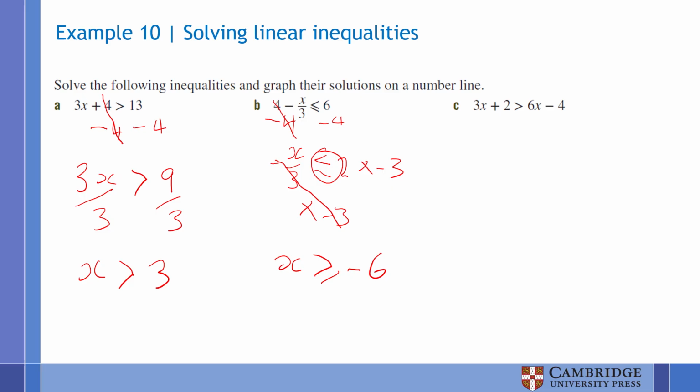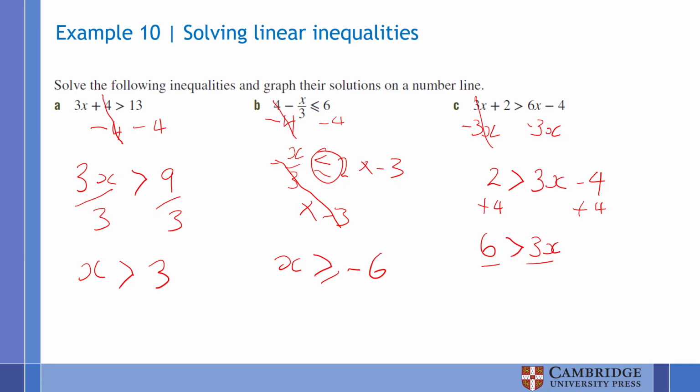Okay, next one here, we've got a little bit going on. So I've got x's on both sides of my inequality. So what I'm going to do is get my x's on the same side. Now remember, we want to stick with positives where we can, so I'm going to take away this 3x from both sides. These are going to cancel out, that's the whole point. I'm left with 2 on this side is greater than 6x take 3x is 3x minus 4. Now I'm going to add my 4 to both sides. So 6 is greater than or equal to 3x.